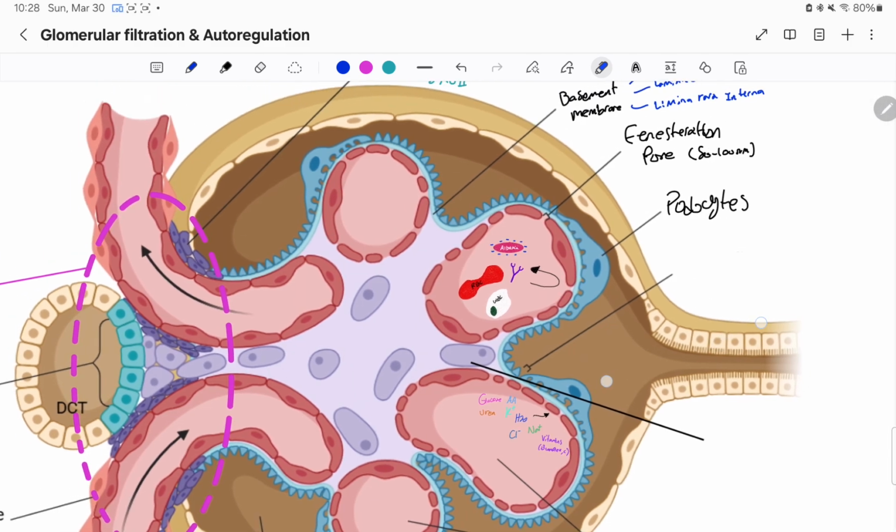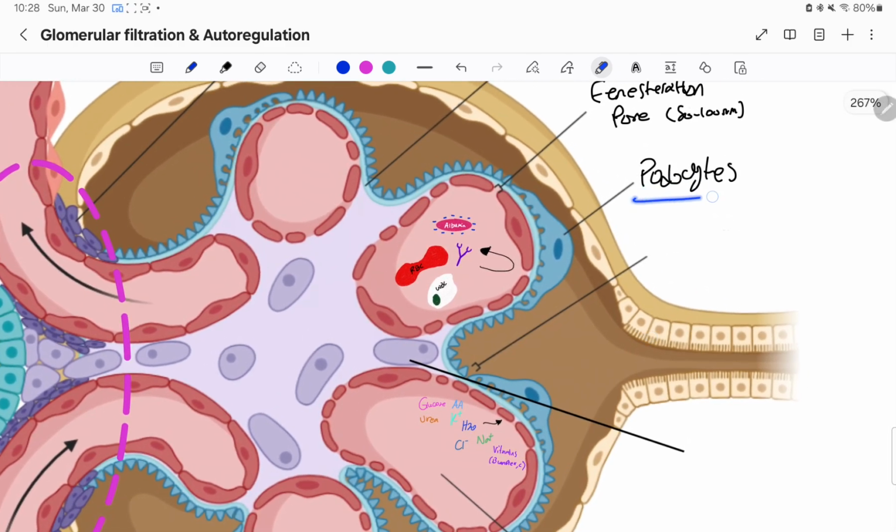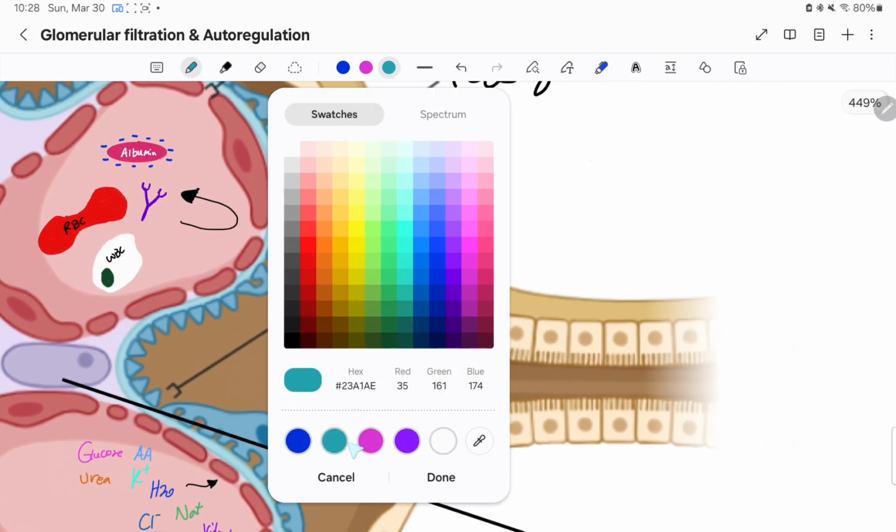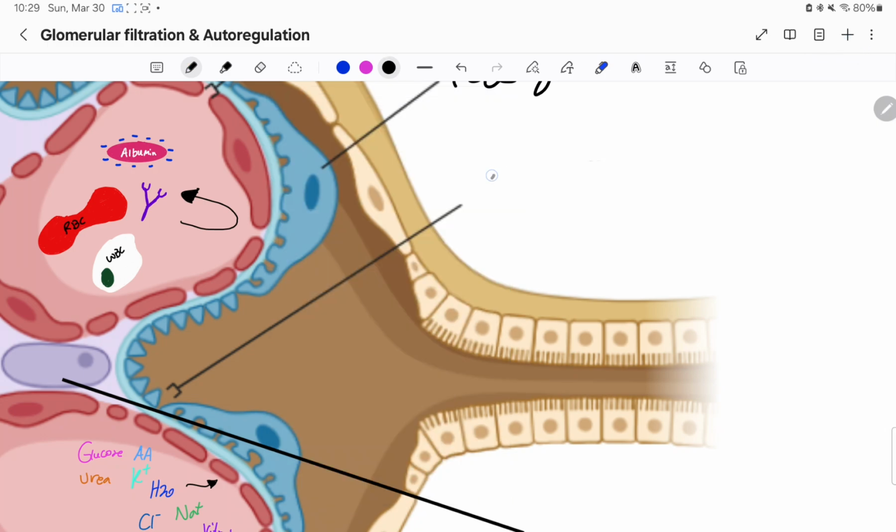Now, one last thing that I didn't mention is these podocytes. Remember I said they have these little foot-like projections? Those foot-like projections come together and form these little openings, and those are called the filtration slits. They form these filtration slits with their little foot openings right here. So imagine here's one of its feet and here's another one of its feet, and in between is going to be that filtration slit. And that filtration slit is about 25 to 30 nanometers in length.